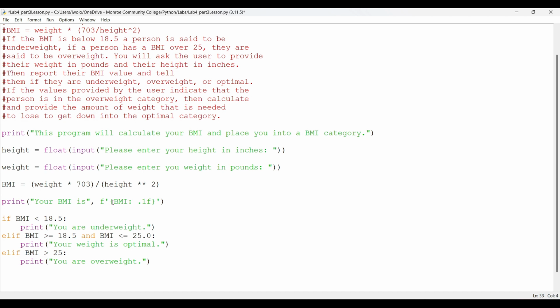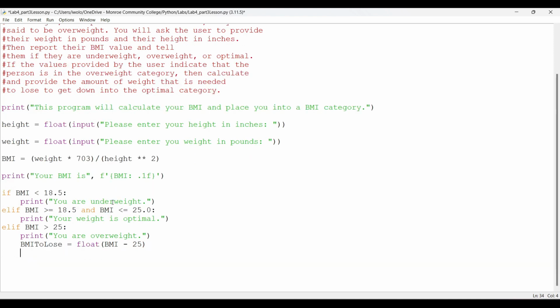All right, now that we've done that, we can go ahead and calculate how much weight we need to lose. So we need to figure out a reverse way to turn the BMI that they are over into pounds, to tell them how much weight they need to lose to get into that optimal BMI category. So I'm going to say BMI to lose equals a float, and then it's going to be BMI minus 25. Now that's going to tell us the BMI points that they are over the optimal value.